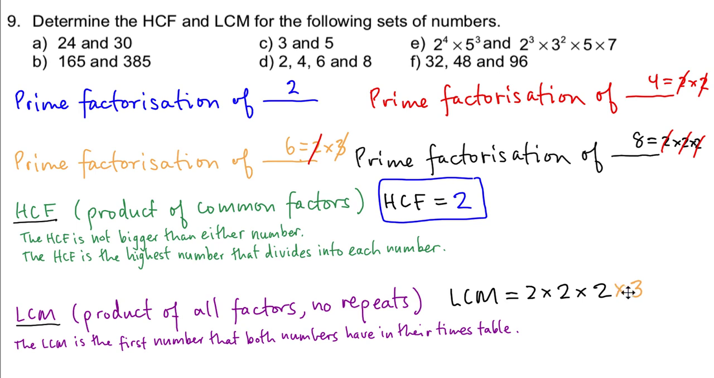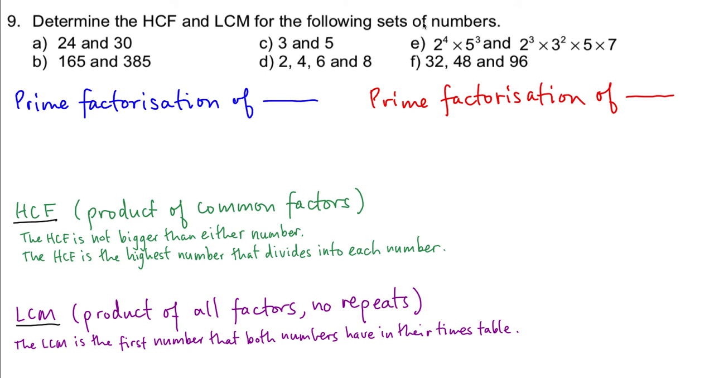And so this would be my lowest common multiple, or least common multiple, which is going to be 8 times 3, which is 24. And that would be the first number that occurs in the times tables for 2 and 4 and 6 and 8.